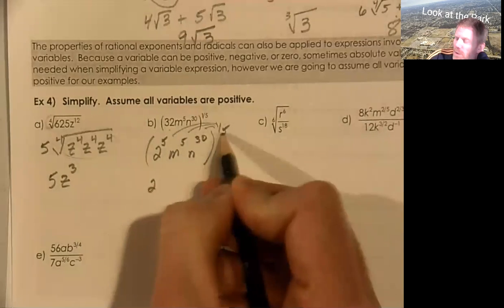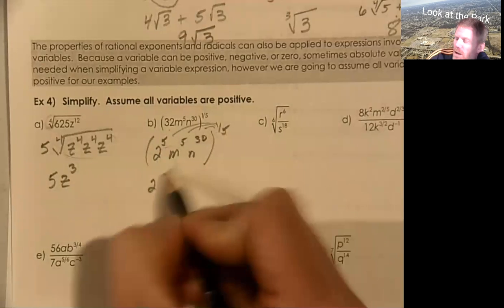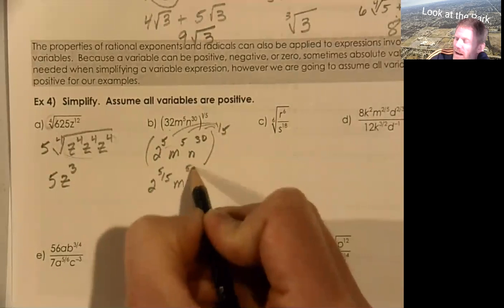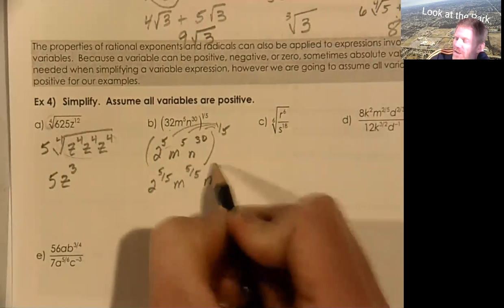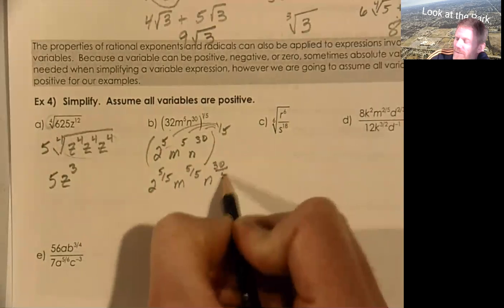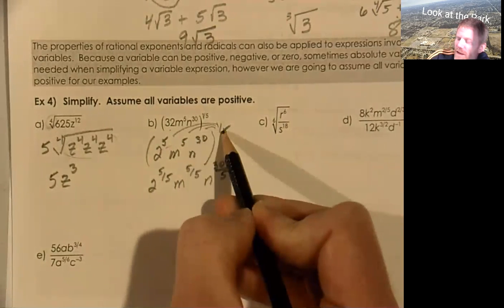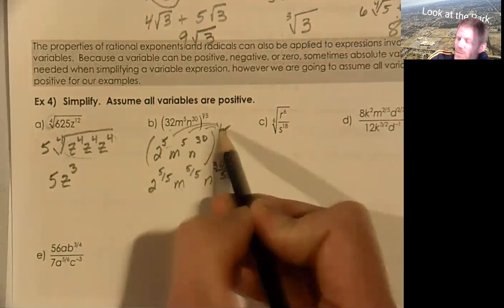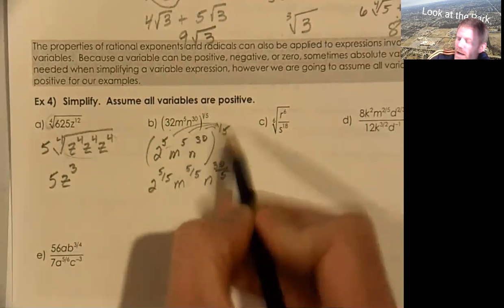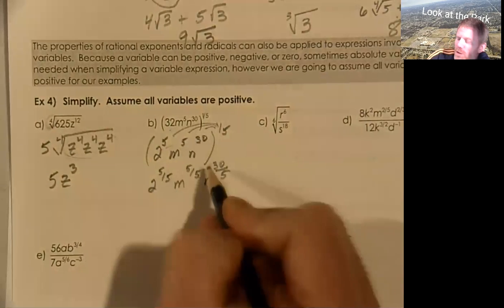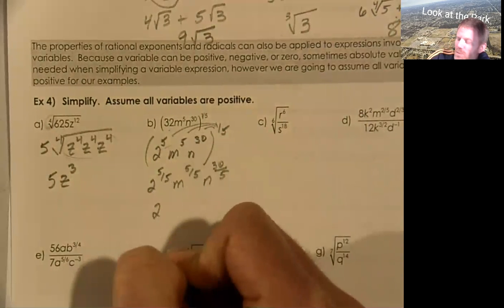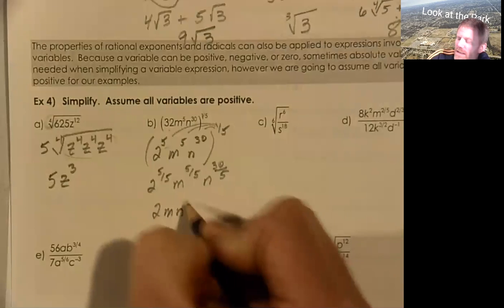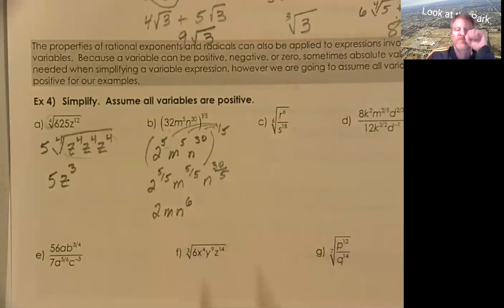So when we raise a power to a power, we get 5 over 5, m to the 5 over 5, and n to the 30 over 5. 30 times 1/5, you only multiply the top. 5 times 1/5, you only multiply the top. So that's why it's these. And those can be reduced to the 1st power, m to the 1st power, n to the 6th power.